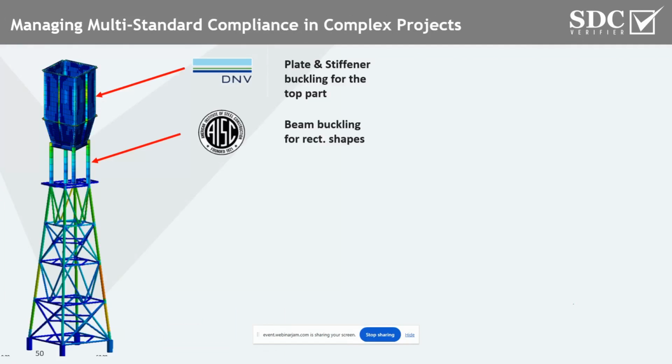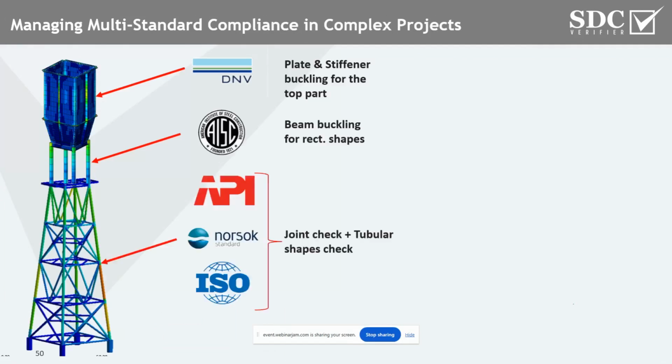But then we say, okay, the upper part is made of rectangular shapes, but the intermediate one is made of tubular shapes. So I would like to check them according to API, NORSOK, and ISO standards, as well as the joints that are created by these tubes. And last but not least, the bottom part, I want to check according to the Eurocode standard. So all the welds there, including fatigue of the welds, I want to check according to Eurocode.